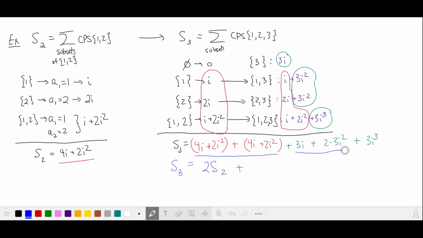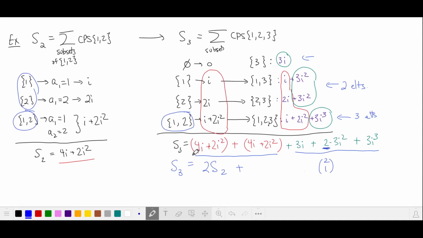In order to generalize this, we can see that we're taking 3 times a power of i that depends on the number of elements in each subset. Here with this 3i cubed, we have 3 elements. This is because it corresponds to this 2-element subset of S2. The i squared comes from the fact that we have 2 elements in these subsets, which corresponds to the single element subsets of S2.